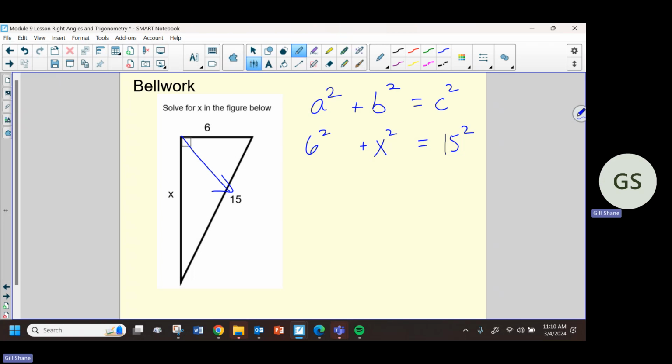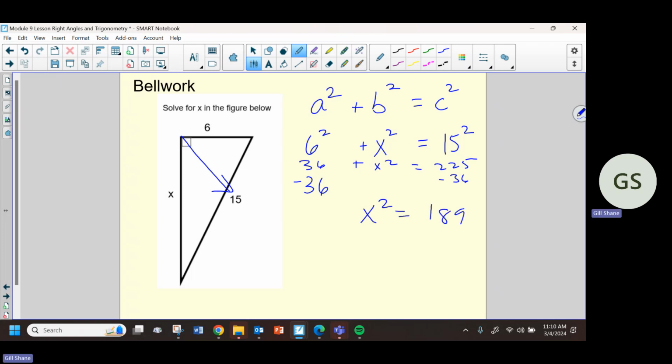Oh, I don't know why I said that. We can count it here. I'll fix it. Plus x squared. So if you squared those numbers, that's what you would have. Now to solve, subtract 36. Subtract 36.